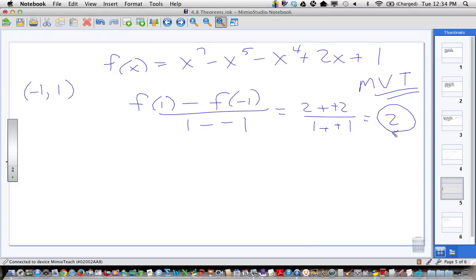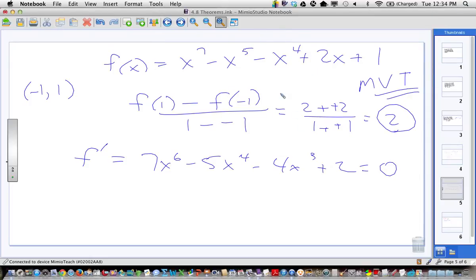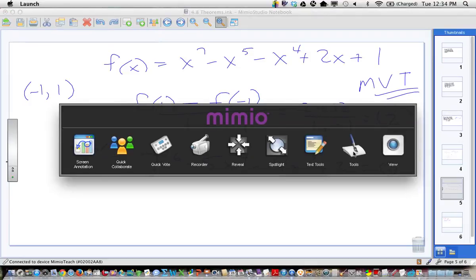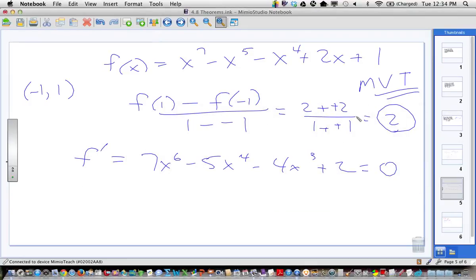Then we would do what? Derivative set equal to 2. So we would have 7x to the 6th minus 5x to the 4th minus 4x to the 3rd plus 2. And we would set that equal to 2. Now tomorrow's no calculator, so I wouldn't give you some crazy one like this to try to solve. Oops, what did I do wrong? Equals 2. And we talked about that yesterday, right? Because what do we always do with the derivative? Set it equal to 0. Well, this is a case where that's not what we do.